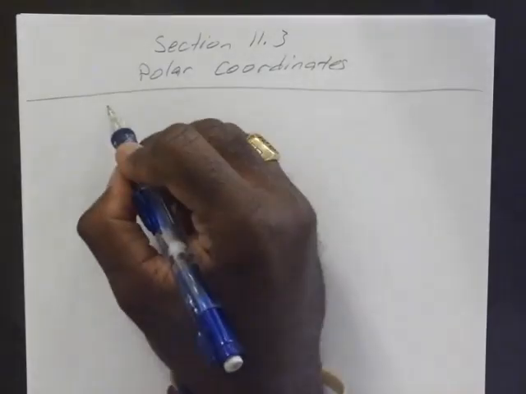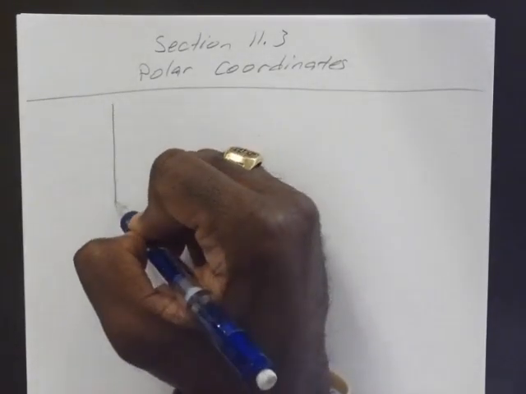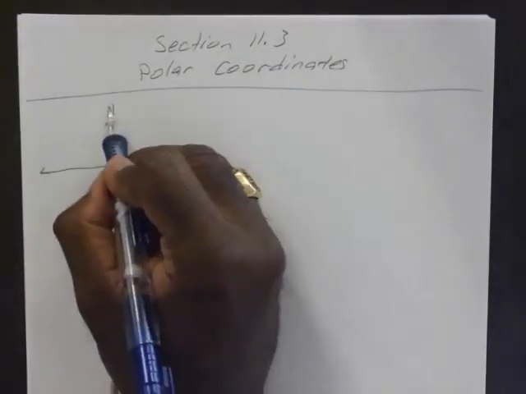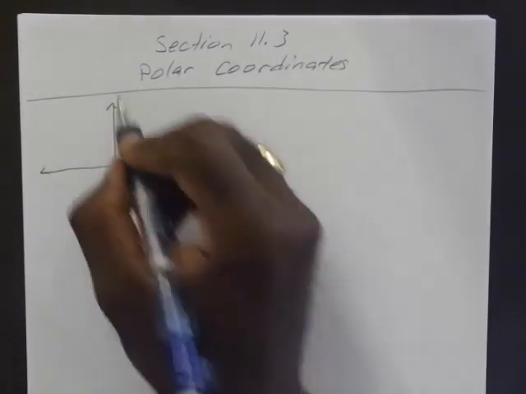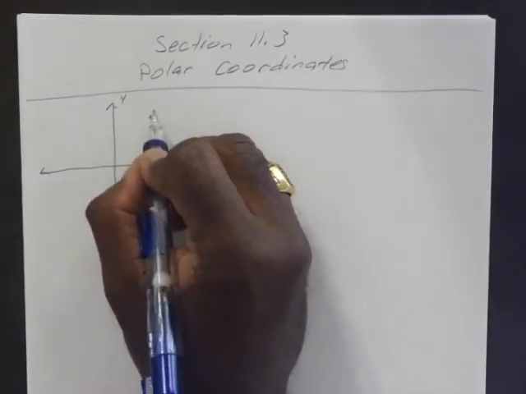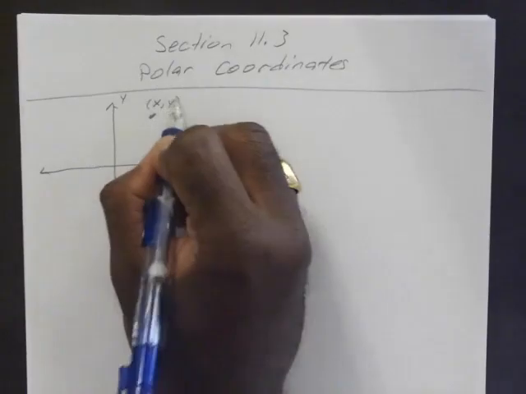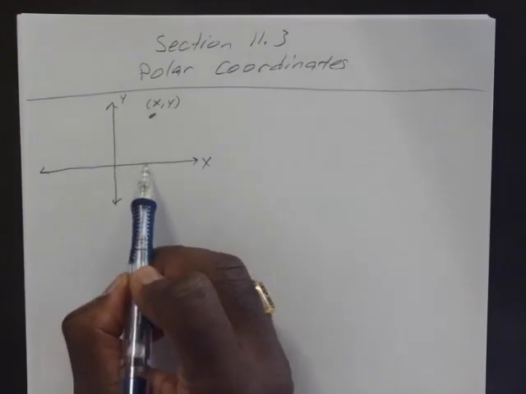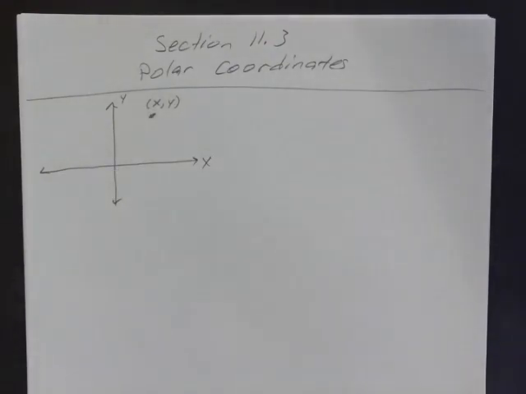Okay. So for polar coordinates, let's say we have, on our X and Y axis, some point here, and the ordered pair XY represents that point. Let's say instead of going the route of, well, when X is equal to this and Y is equal to this, we end up at that point.